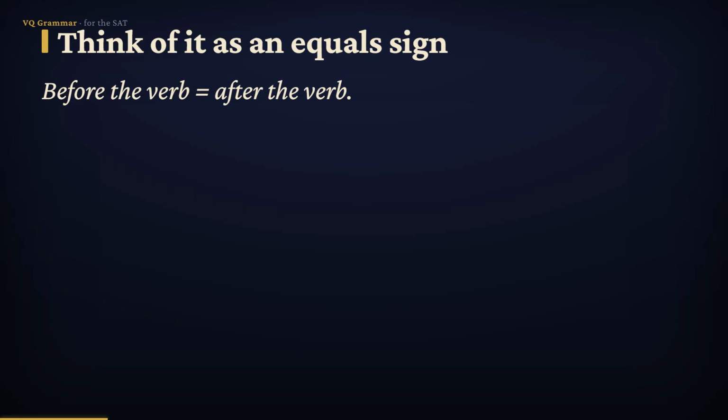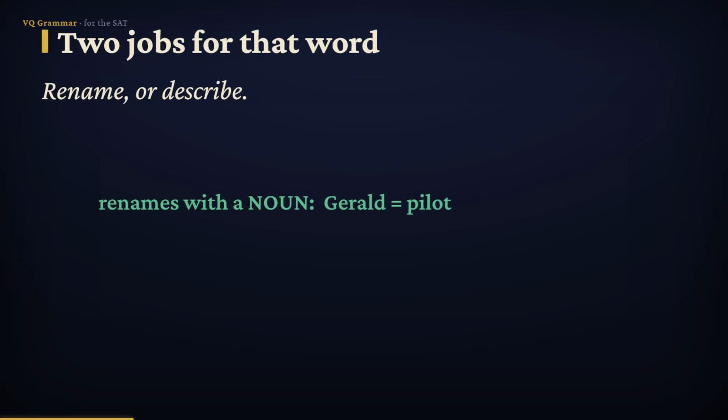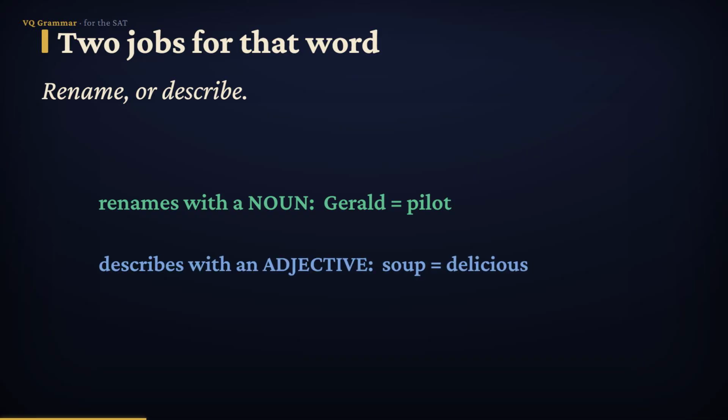Here's the clearest way to picture it. A linking verb works just like an equal sign. Whatever sits before the verb equals whatever sits after it. And that word after the verb does one of two jobs. Sometimes it renames the subject with a noun. Gerald equals pilot, since pilot is just another name for Gerald. Other times it describes the subject with an adjective. Soup equals delicious, since delicious tells us about the soup. Either way, the linking verb is simply the equal sign, connecting the subject to a word about itself.